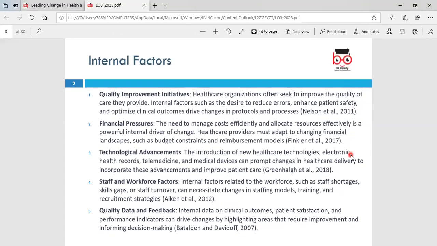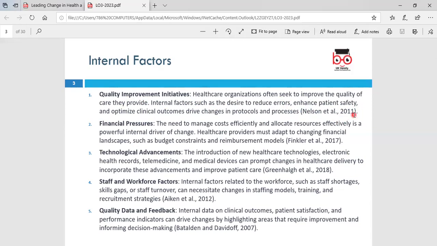The internal factors are quality improvement initiatives. So your healthcare organization might see that there are some problems within the system. They'll have internal audits, for instance. They want to reduce errors. They want to enhance patient safety. So these come through internal audits and improvement. This is what gives you quality improvement initiatives. Your basic goal is to improve the quality.